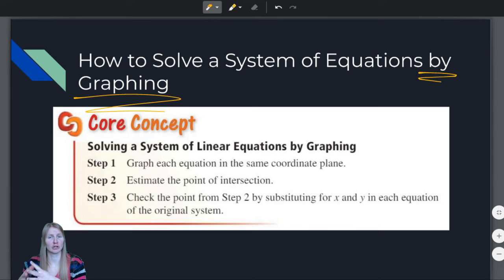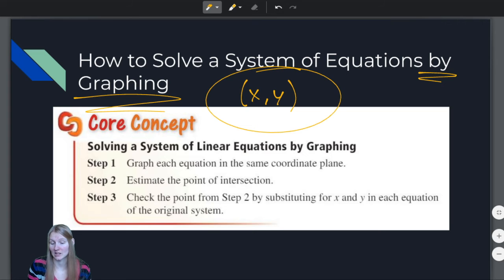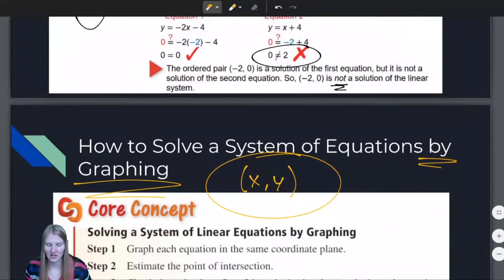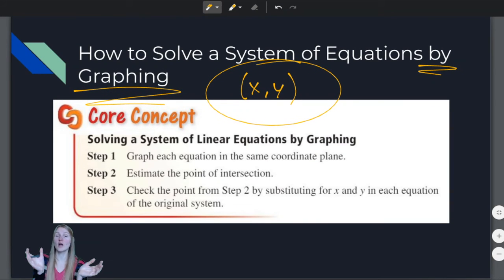We know what a solution looks like. A solution looks like (x, y). And so far, all we've done is check these points. But how can I find this point? If you tell me this is what the system is and you don't tell me the point, how can I find the point just by being given the system of equations? Well, one way to do that, and we're going to learn 3 ways to do it, is by graphing. So, in order to do this by graphing, there are 3 steps.